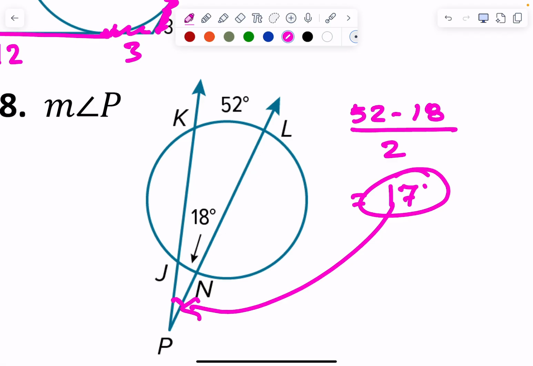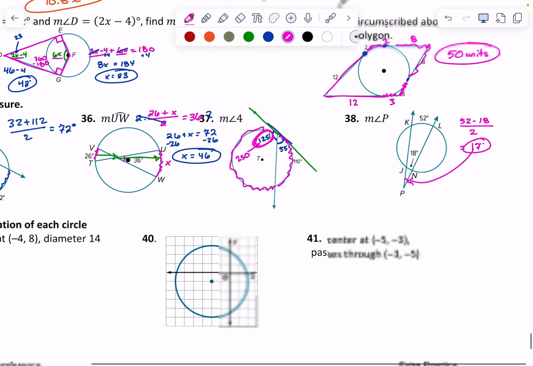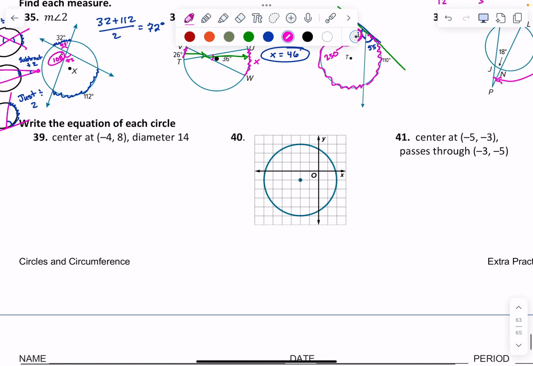That one is a subtract, divide by 2. You just have to figure out what strategy you're using. Either you're add and divide by 2, subtract and divide by 2, or just divide by 2. Got it? Okay. The last ones are circles.